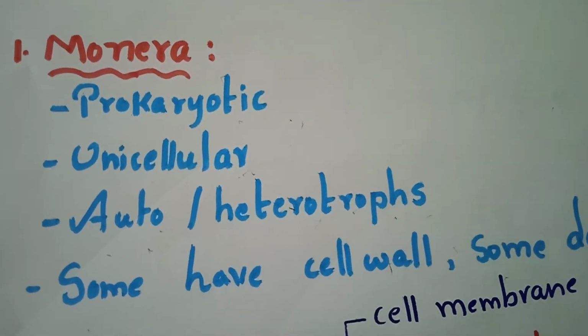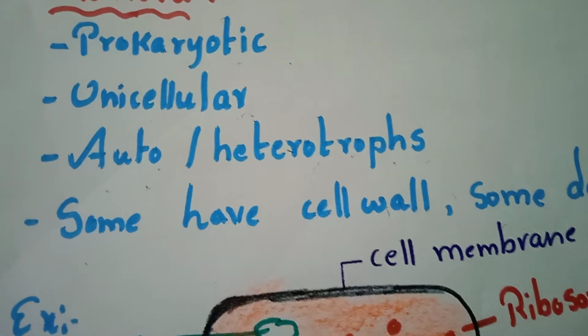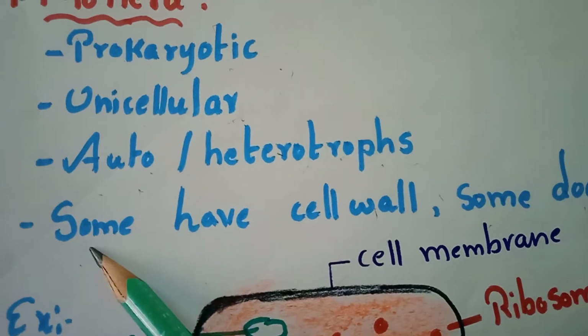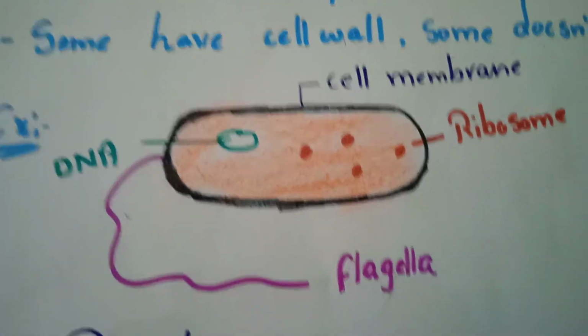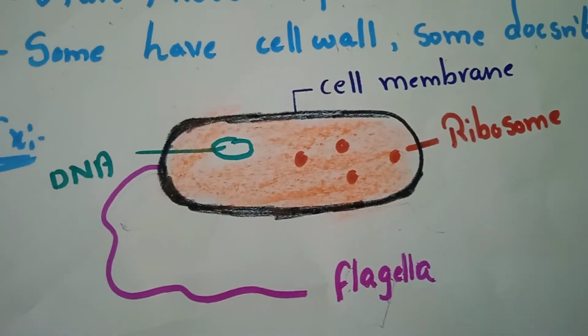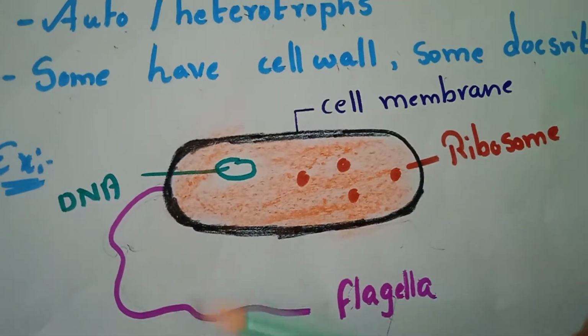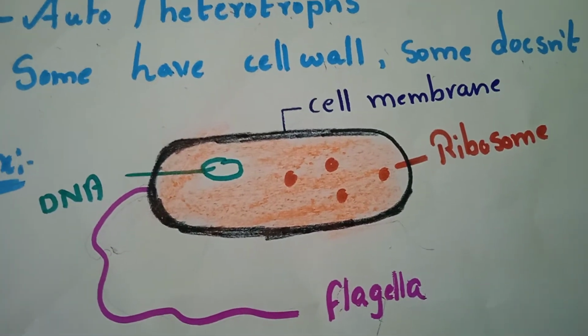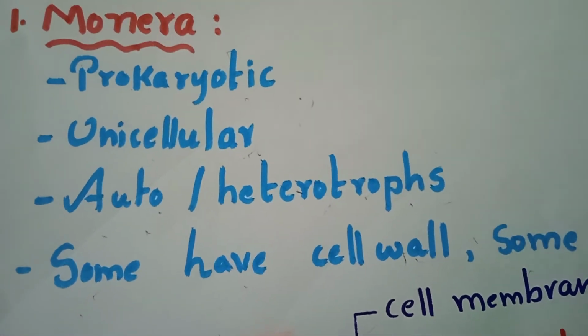They depend on other organisms to get food. Like E. coli, present in our body also. Some have a cell wall and some don't. See here, this is the bacteria and this one is the flagella, which is helpful for the movement of bacteria. So, these are the characters of Monera.